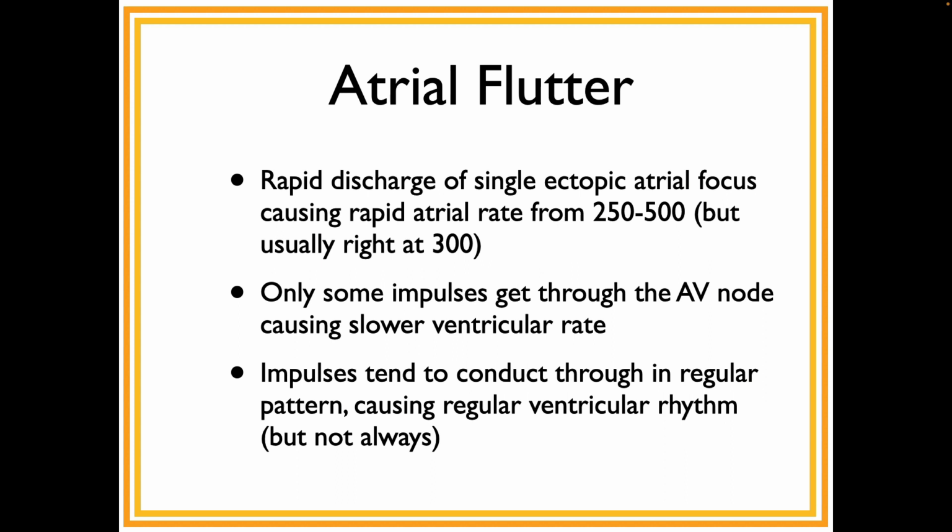Atrial flutter is, remember when we talked about reentry circuits. So what's happened with atrial flutter is a rapid discharge of a single ectopic focus, and what happens is there's like this circuit that goes round and round and round the atria extremely rapidly, from 250 to 500 times a minute, 300 being sort of the most common of the rates. Only some impulses get through the AV node. They tend to conduct regularly. So let me show you what I mean.